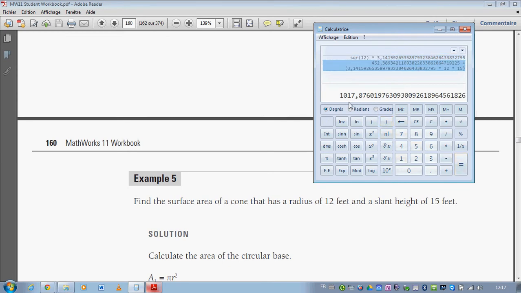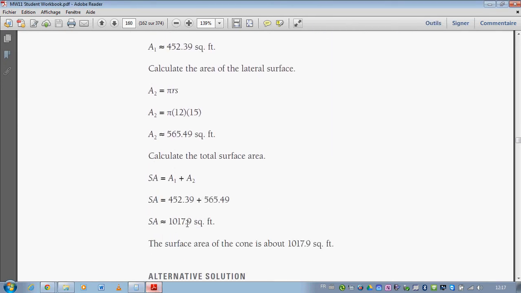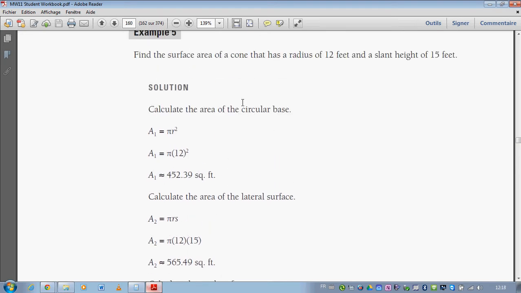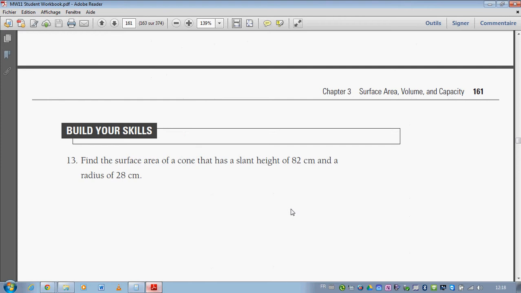So that gives us a total area of 1017.9. So there you go, 1017.9. This was really about calculating the area of the base, which is pi r squared, calculating the area of the lateral surface, which is pi times r times s, and then adding the two together. At this point, you can pause the video and try out the Build Your Skills questions on page 161 of your workbook.